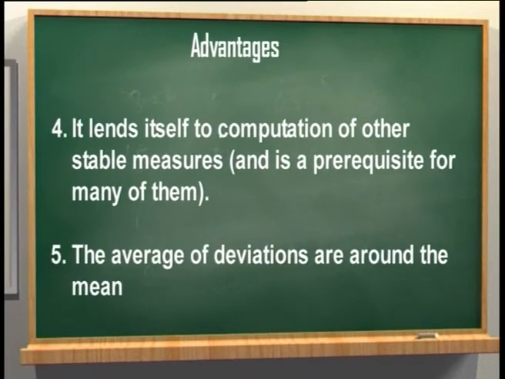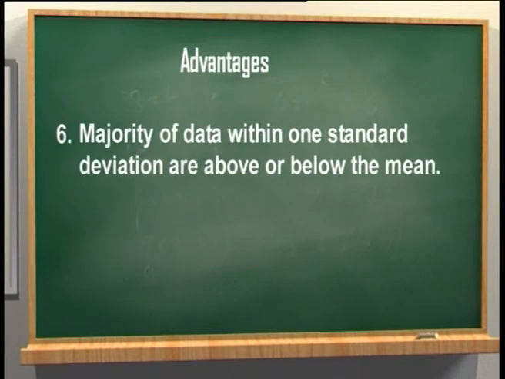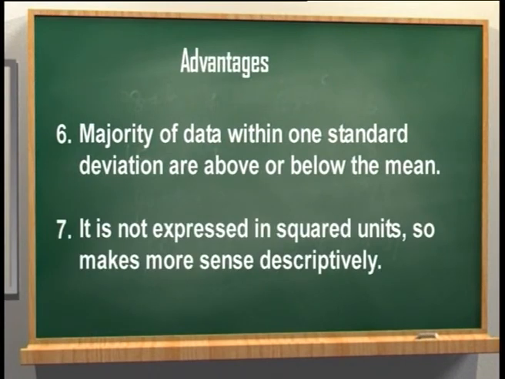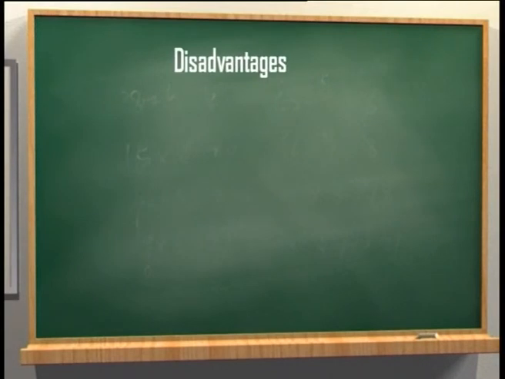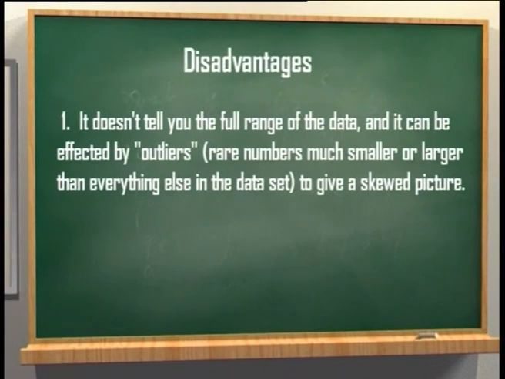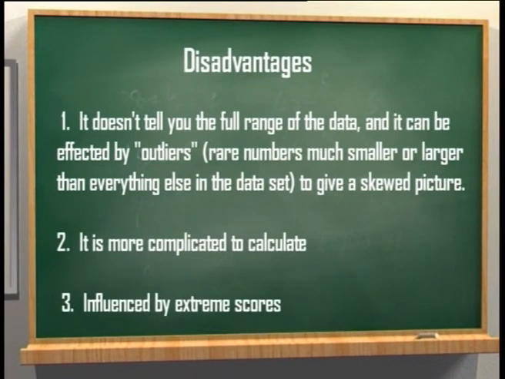The average of deviations is around the mean. The majority of the data within one standard deviation are above or below the mean. It is not expressed in squared units, so it makes more sense descriptively. And the disadvantages would be: it doesn't tell you the full range of the data. It can be affected by outliers, that is, rare numbers much smaller or larger than everything else in the data set, so as to give a skewed picture. It is more complicated to calculate, and it is influenced by extreme scores.